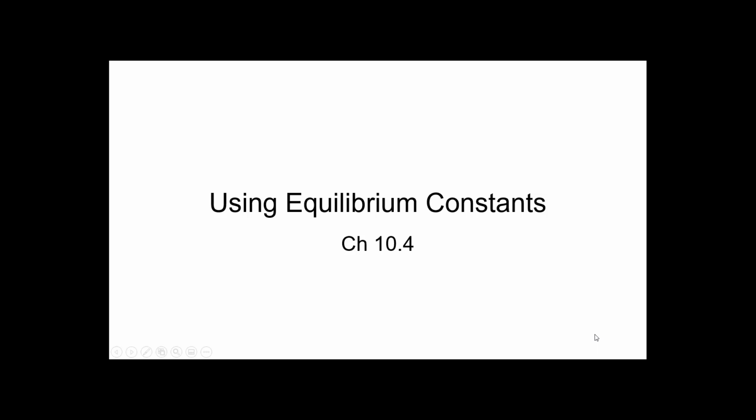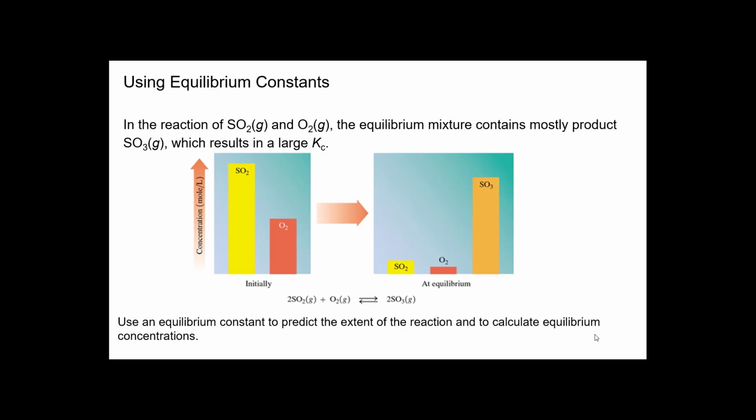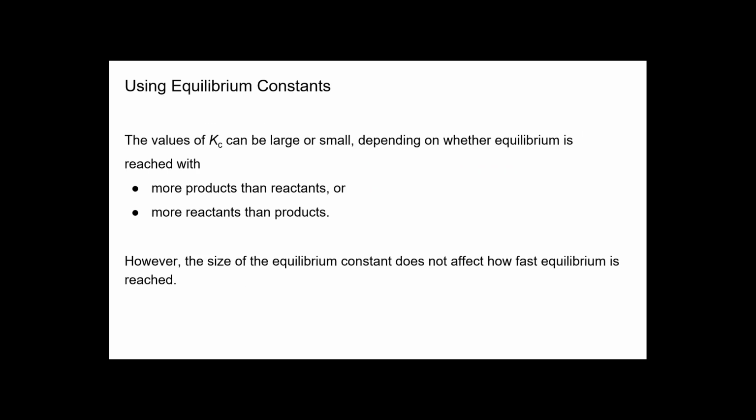Hi class, in this section we are looking at using equilibrium constants, chapter 10.4. In the last section we learned how to calculate the equilibrium constants, but nothing else was said about what those values mean. Now we're going to look at those values and what they tell us about the chemical reaction and the equilibrium. So let me get started here.